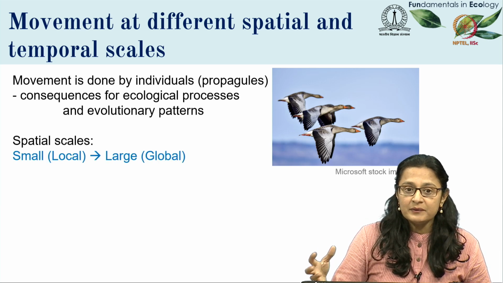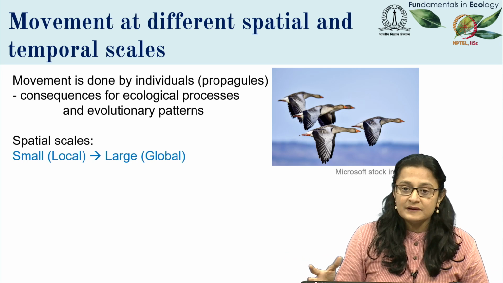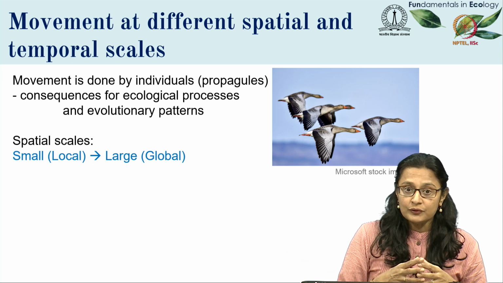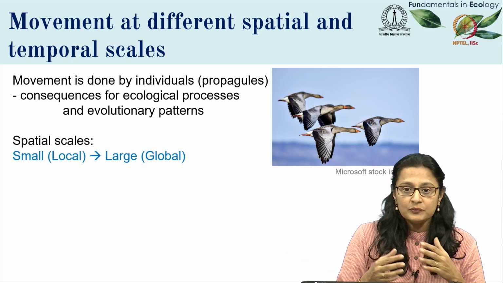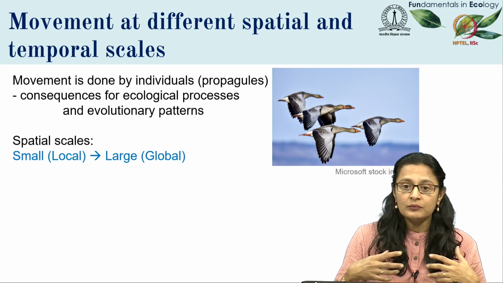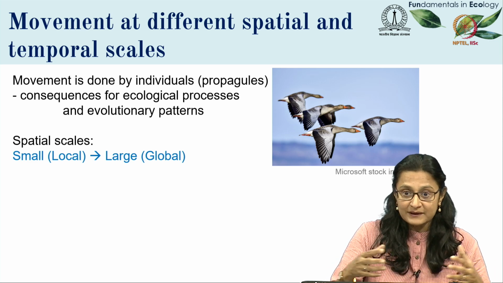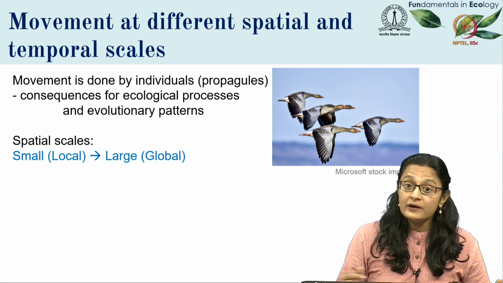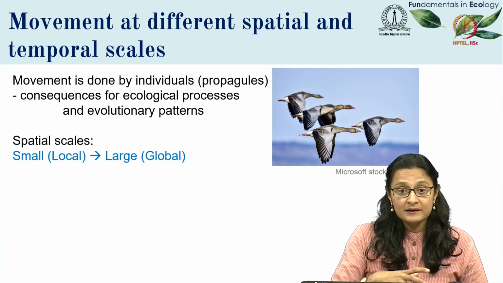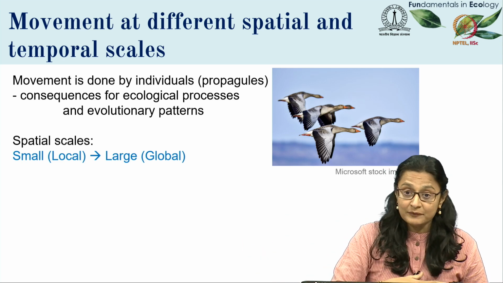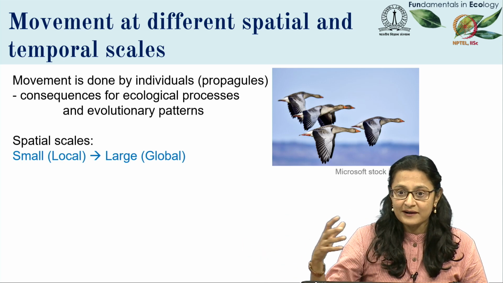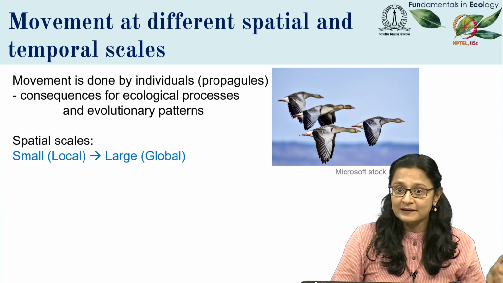So let's think about movement at spatial scales. This can be local or small, meaning animals move within their home range or move within a small area. Or it can be large. Animals or plants can move globally, either being carried by wind or by a vector or flying themselves.